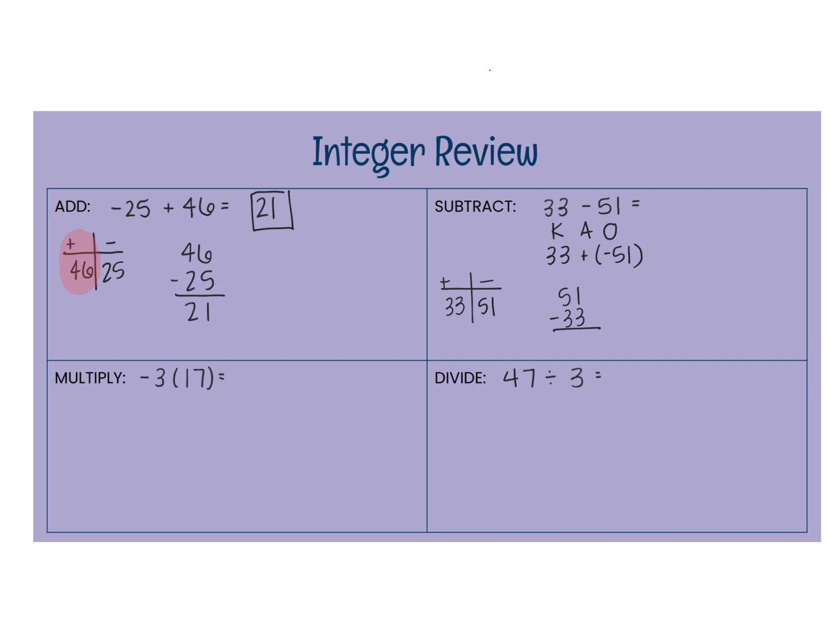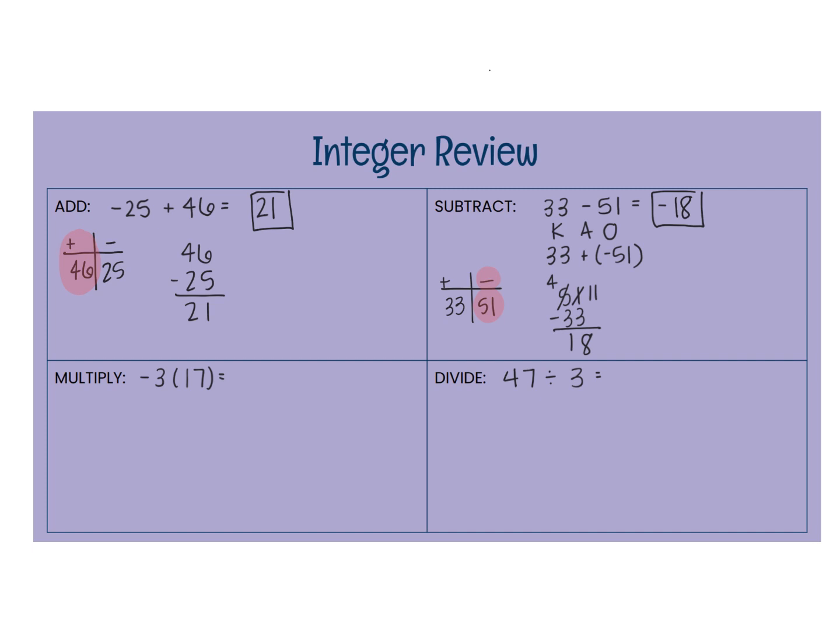I can't take 3 away from 1, so I'm going to borrow from 5, which makes that a 4, and makes this 1 and 11. And then 11 minus 3 is 8, and 4 minus 3 is 1, so I get 18. I then check the t-chart. In this case, 51 is the bigger number, and it is a negative value, so our final answer is negative 18.